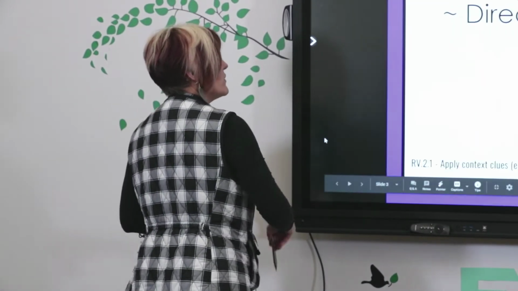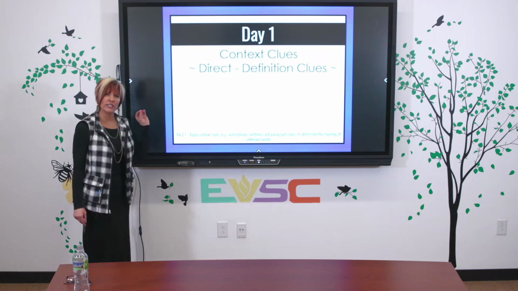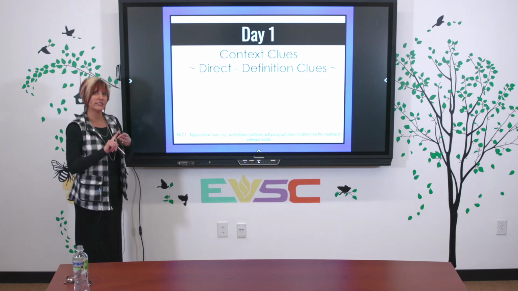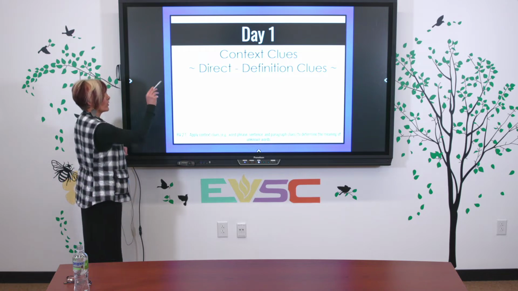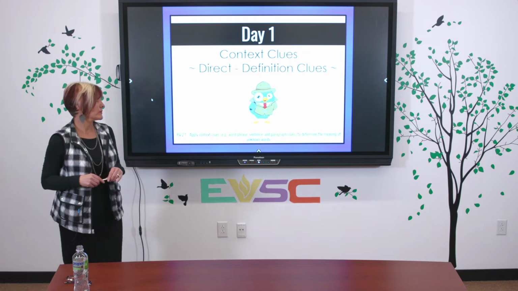So today, what we are going to do, and I have day 1 because I'm going to do 2 days on context clues. So today, we are going to talk about context clues, but we're going to talk about a different strategy. I'm going to teach you 3 different strategies out of the 4. And today, we're going to talk about direct definition clues.